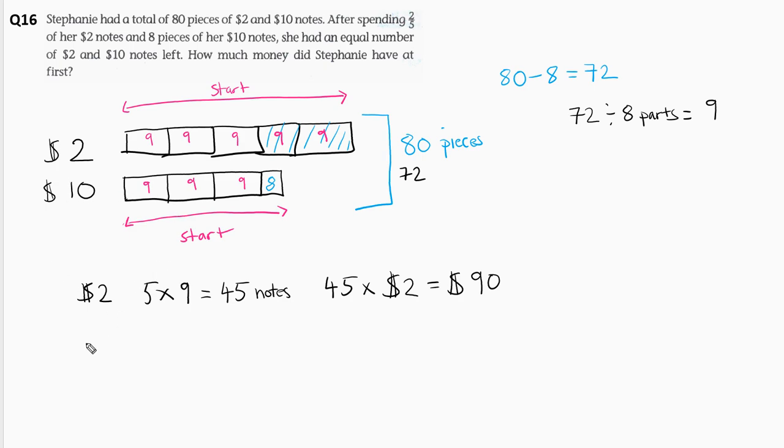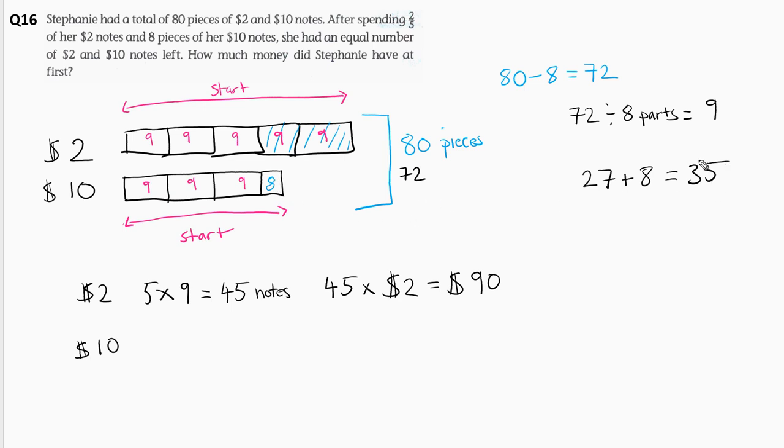And we'll do the same for the $10 notes. So what have we got in the $10? Well, these are the number of notes. So 3 times 9, which is 27, plus the 8. And that gives us 35. You could have just done that in your head, 3 9s plus the 8, or we could have done it as 4 9s minus 1, because 8 is 9 minus 1.